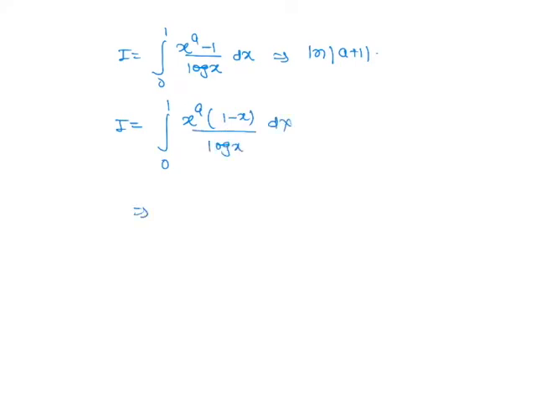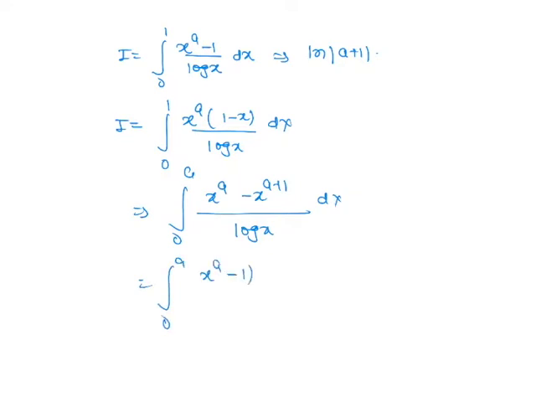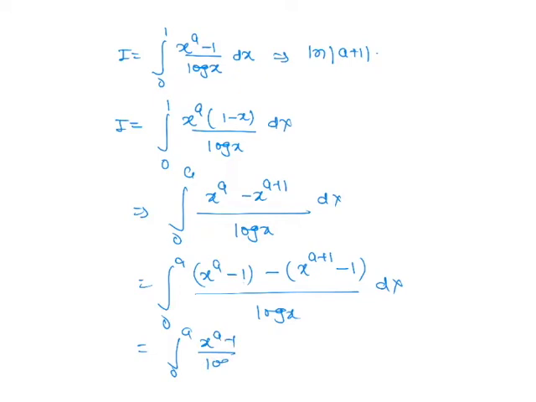Similarly, how to solve this problem? If I multiply, what will come? X power a minus x power a plus 1, correct? Then divided by log x into dx. So what we can do is write x power a minus 1 minus x power a plus 1 minus 1, so the minus 1 and plus 1 get cancelled, divided by log x into dx. If I separate, we can write the integral from 0 to 1 of x power a minus 1 divided by log x dx, minus the integral from 0 to 1 of x power a plus 1 minus 1 divided by log x dx.